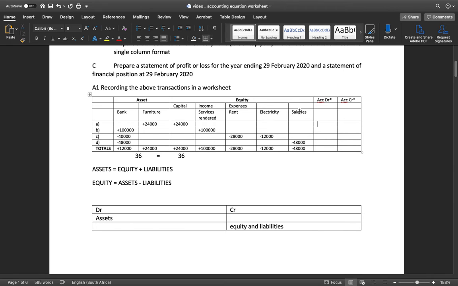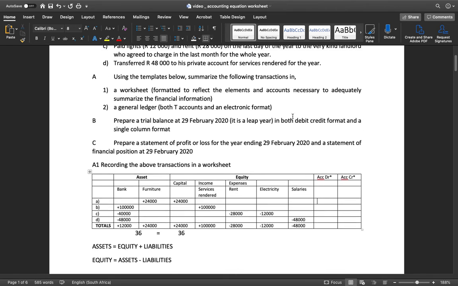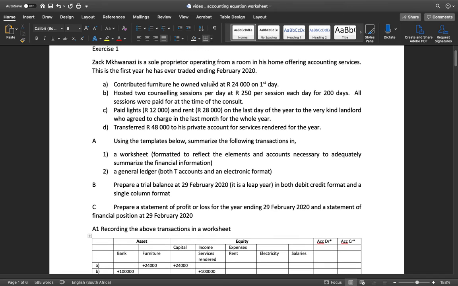We're still dealing with the same example. The example is Zach Mkhwanazi.